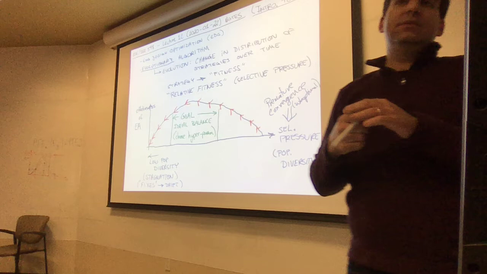So I guess this here is the drift case. And over here, this is the premature convergence case.